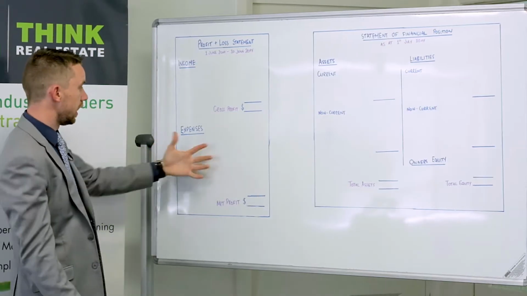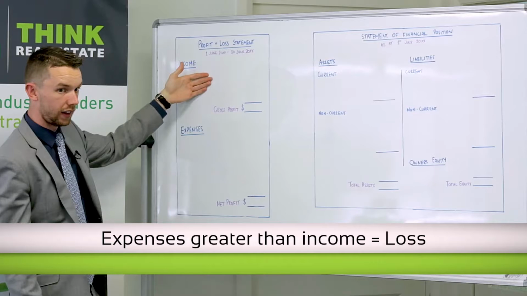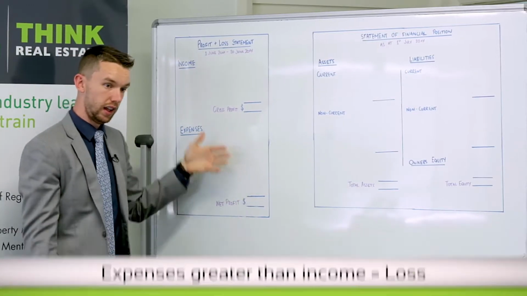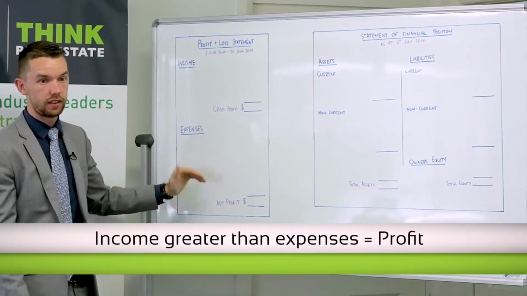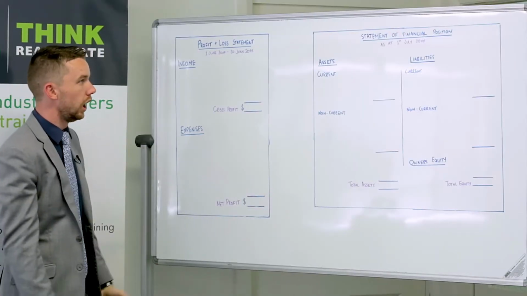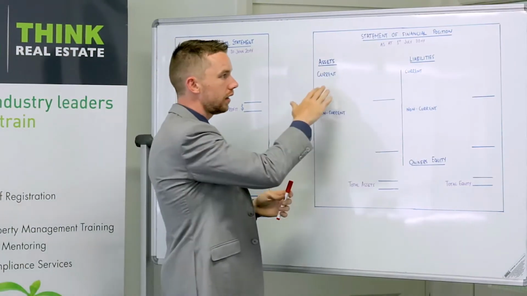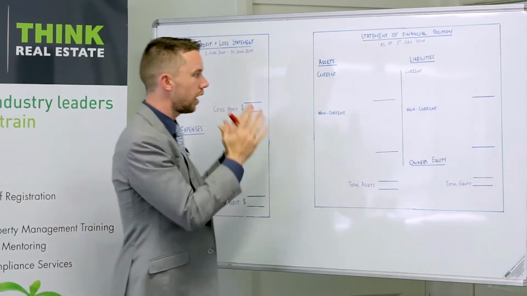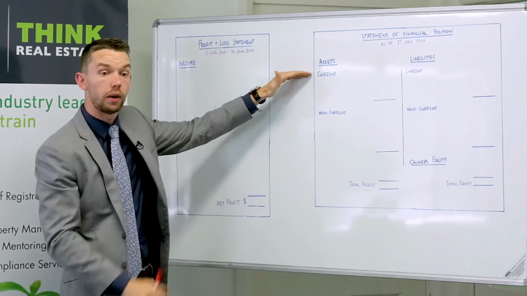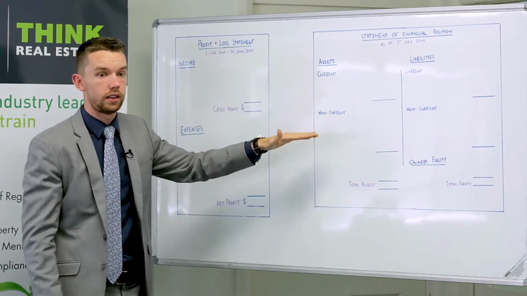Exactly right. And obviously, if the expenses are greater than the income, you're running at a net loss. If your income is greater than your expenses, net profit, which is pretty straightforward. Where we all want to be, obviously. All right, now as we move over to the balance sheet, we've got three parts to the balance sheet: assets, liabilities, and owner's equity. Now let's start with the assets, because they're broken up into current assets and non-current assets.